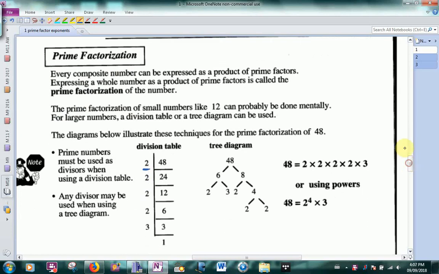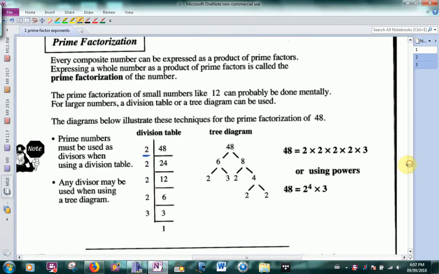But what we want to do is prime factorize a couple of numbers. So there's a couple ways we can do this. First method is a division table, which isn't as popular, but when I give you a quiz or a test, I'm just going to say prime factorize it. I don't care which of these two methods you use, so some kids will like to use this table.